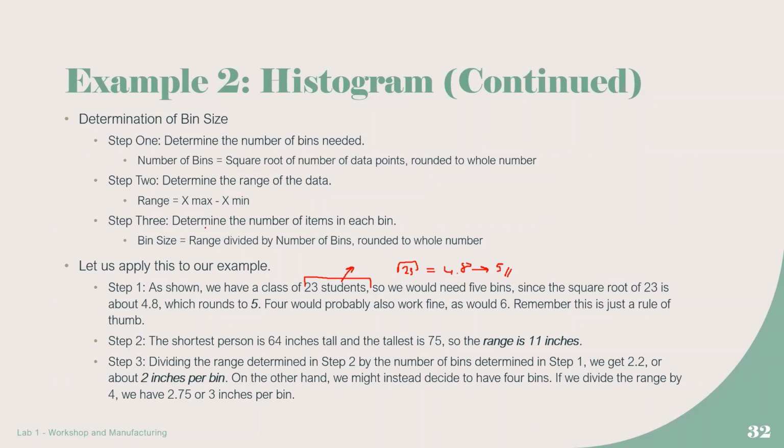And for step 2, you have to determine your range. What is range? It is basically x max minus x min. So the tallest person is 75 inches, and the smallest person is 64 inches. You made 23 measurements, and the difference between them is 11 inches. So here, this is your range.